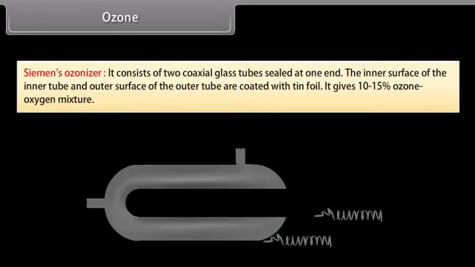Siemens ozonizer. It consists of 2 coaxial glass tubes sealed at one end. The inner surface of the inner tube and the outer surface of the outer tube are coated with tin foil. It gives a 10 to 15% ozone-oxygen mixture.